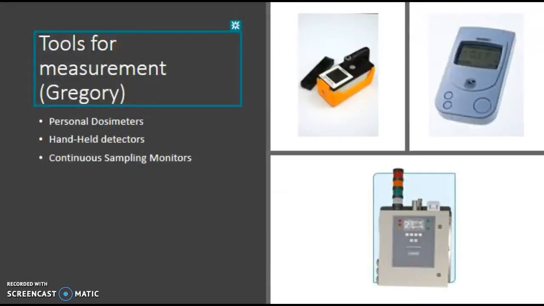Tools for measurement. The first one is personal dosimeters, which are used by people in nuclear facilities and usually worn on their clothing. Second one is handheld detectors, which are used to measure the exposure rate from a specific object. And the third and final one is continuous sampling monitors, which can be set up to take samples of air and water in and around a low-level radioactive disposal facility and other places.